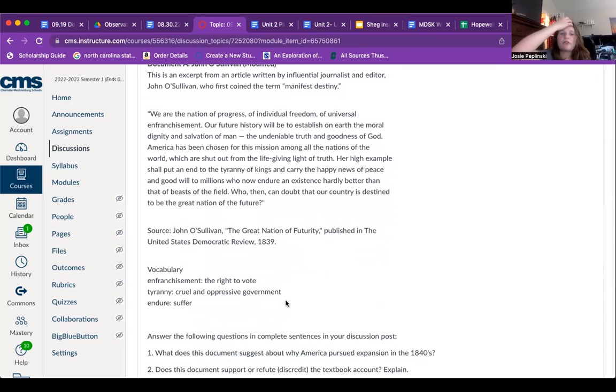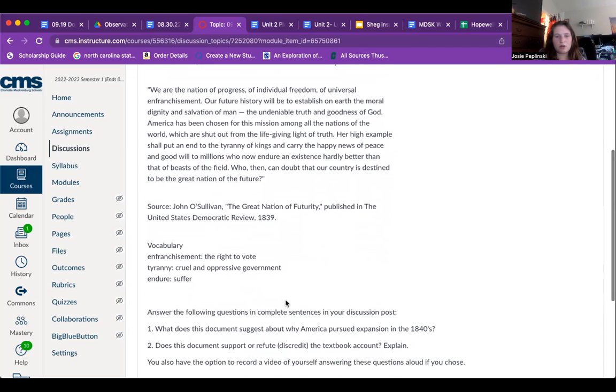So here we have a few vocabulary words. Enfranchisement is the right to vote. Tyranny is cruel and oppressive government. Endure is suffer. So if you didn't know any of those words, go back and read this passage, replacing these big words with their synonyms or definition that we have written here.